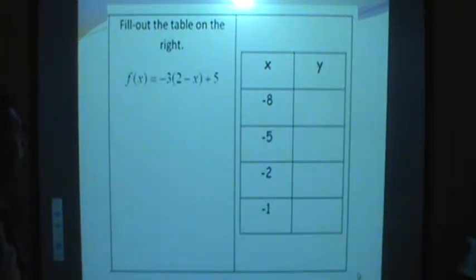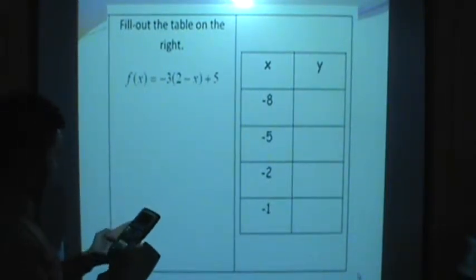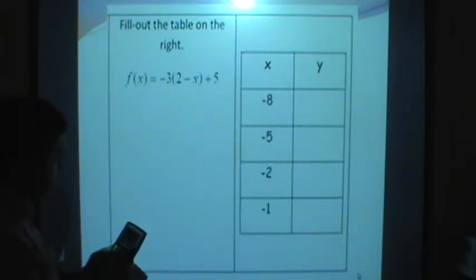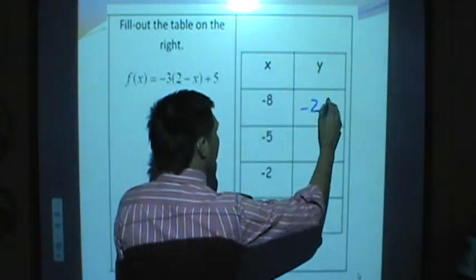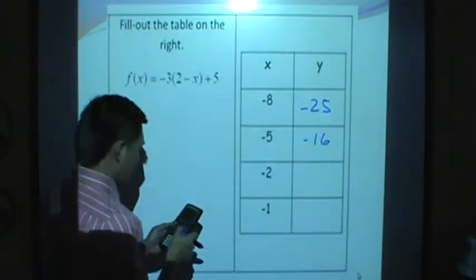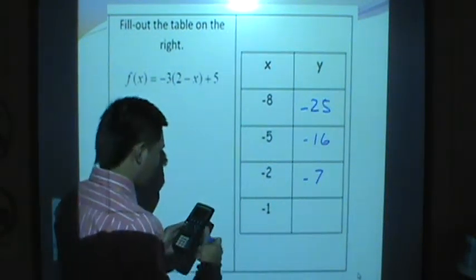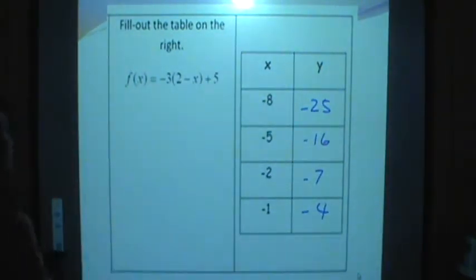Again, use your calculator. So if you use your calculator for this one, or do it manually if you want, you'll have negative 3 parentheses 2 minus x parentheses plus 5, and the second graph again. Now I have negative 8 here. My calculator is giving me negative 25. For negative 5, my calculator is giving me negative 16. Next, negative 2, it's giving me negative 7. And for negative 1, it's giving me negative 4. There you go. That's how you fill out the table.